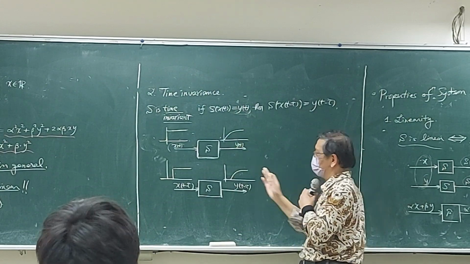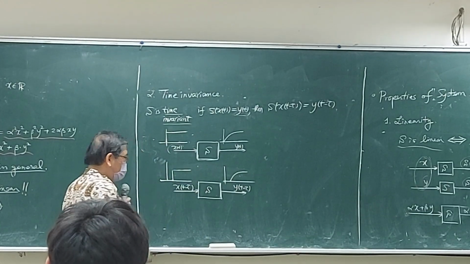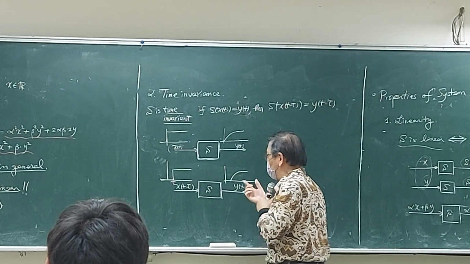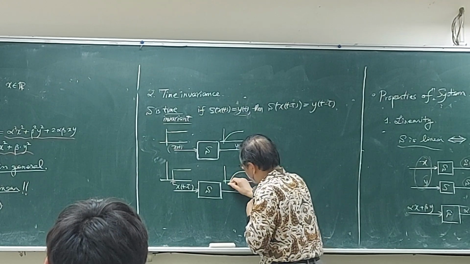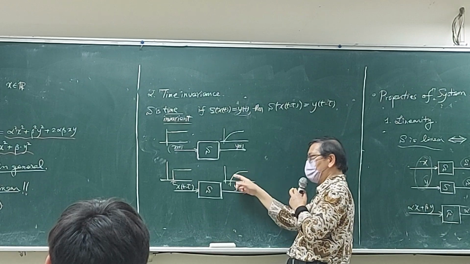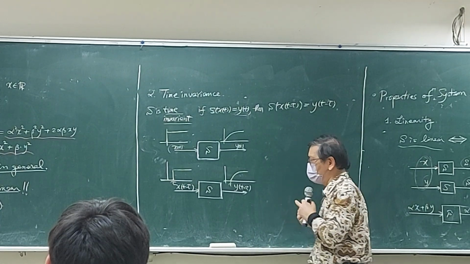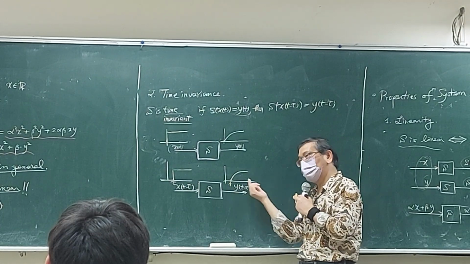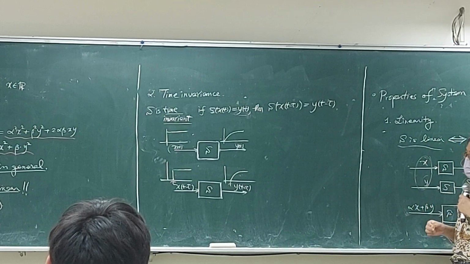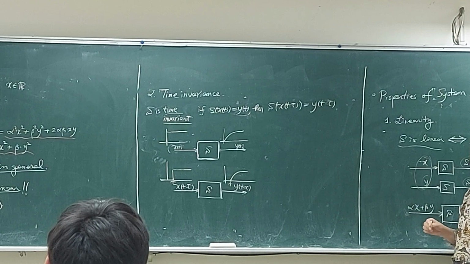Now, if you shift the input signal a little bit, say, delay the input signal half second, then the output signal also will delay half second. And the output signal, actually the shape, is the same as the y of t, except that there is a time shift. Okay, for this case it's a delay. Okay, if this is true, the system is time invariant.